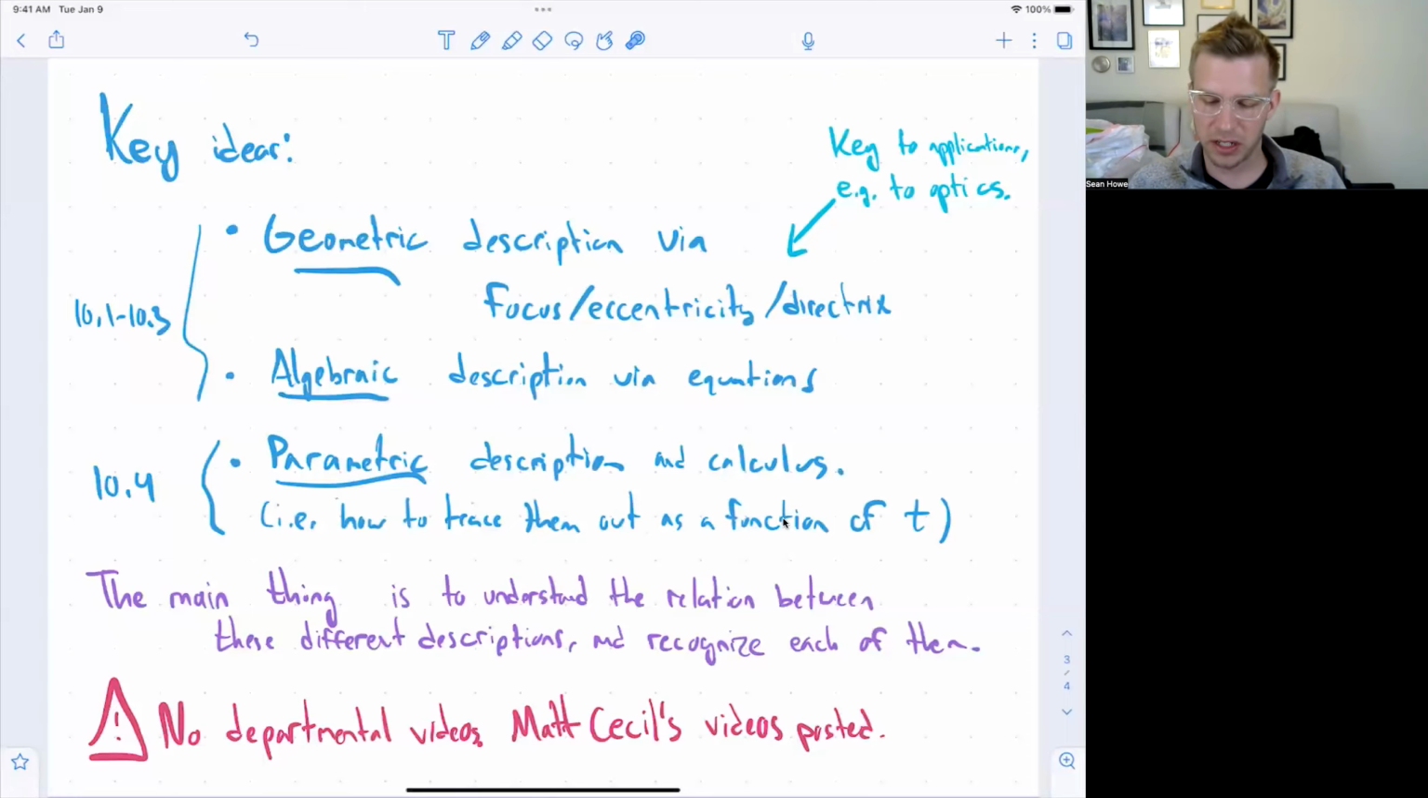The reason for the geometric description is that, more than the equation itself, the notions of the focus or foci, the eccentricity, and the directrix are the key things if you want to use these shapes, for example, in optics. If you want to understand how to use a parabola to build a radio telescope, what you care about is where the focus is.